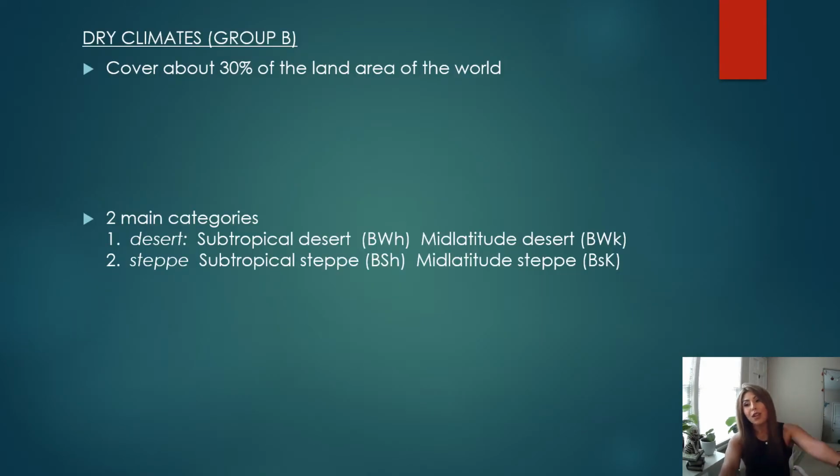So let's move on to more dry climates. These are obviously your dry climates, Group B. They cover about 30% of the land area of the world, more than any climate zone. Okay, these are dry areas.